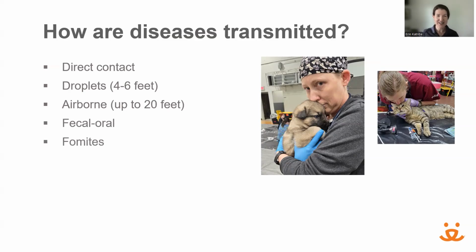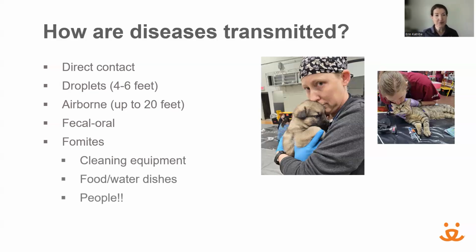Fomites. So this one we're going to dig into in more detail. So what are fomites? Fomites are objects, usually inanimate, but fomites can also be us, that are mechanical vectors for infectious disease. So I potentially touch that parvo puppy, my hand becomes contaminated with parvo, and then I can potentially transmit that virus to another animal. Common fomites that we see in the shelter can be cleaning equipment, they can be food and water dishes, and by and large, the most important one in shelters, it's us, it's people.